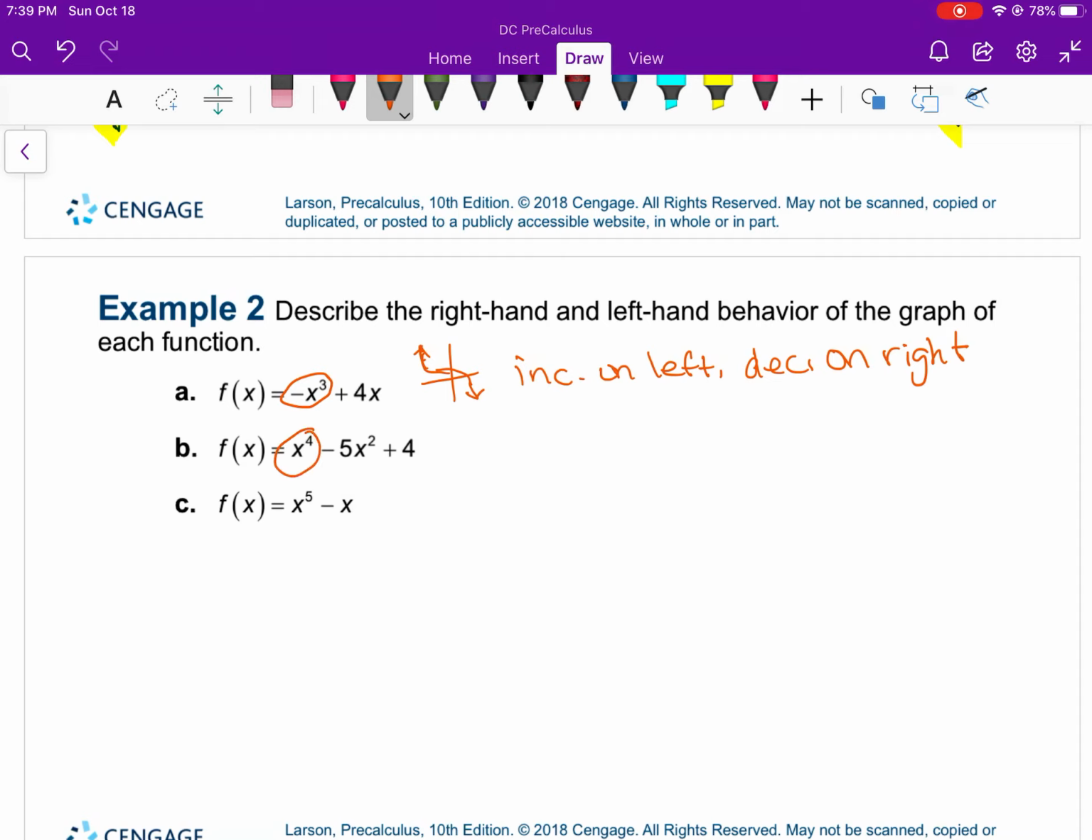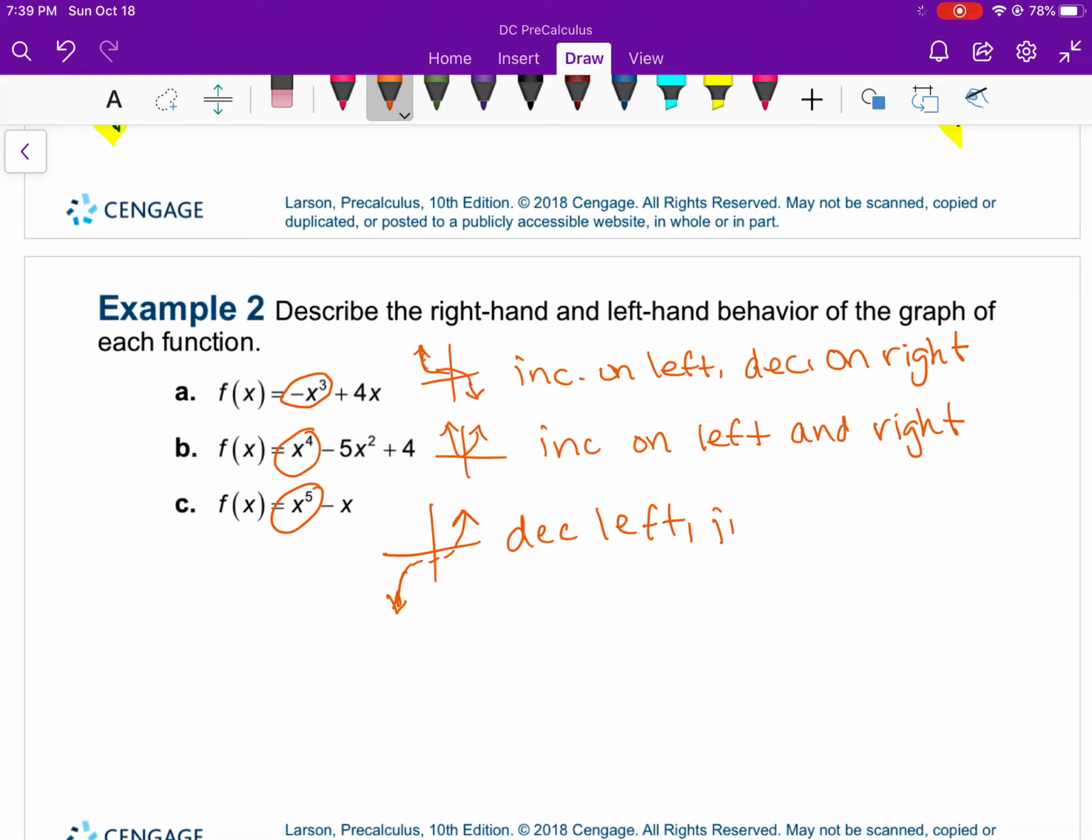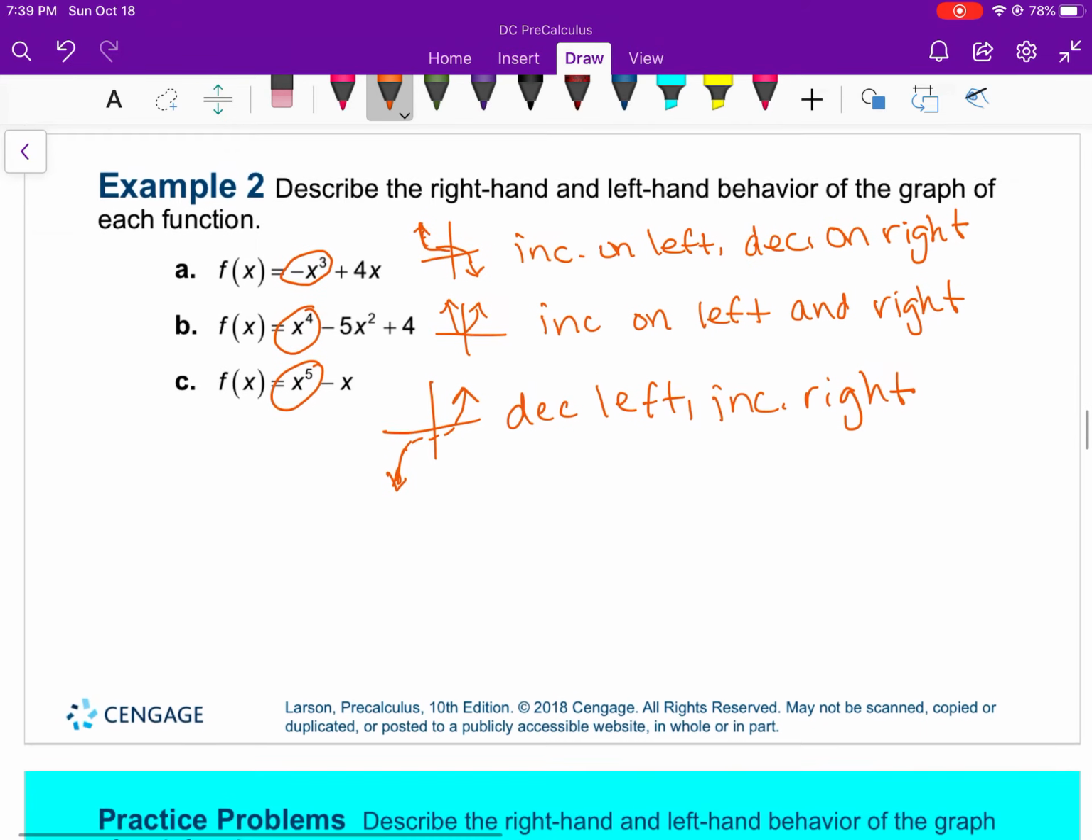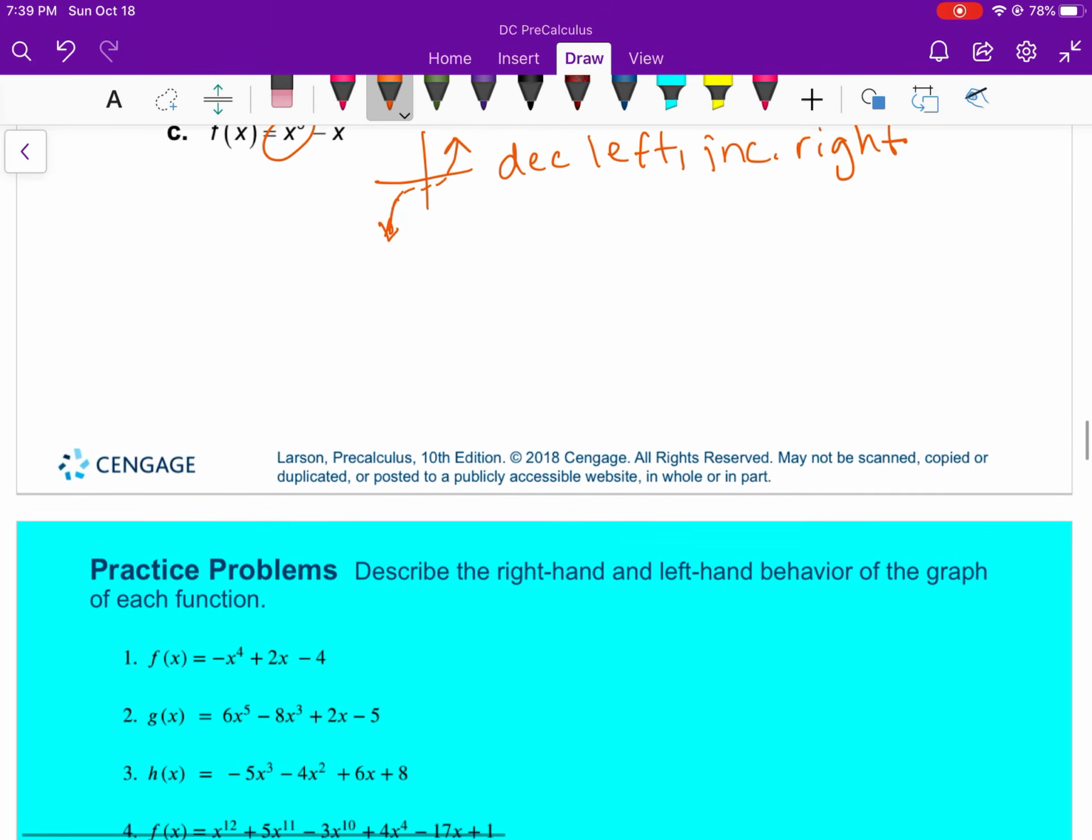This is x to the 4th. It's positive, so it's just going to be like x squared, so both arms up. So I'm going to say increases on left and right. And then x to the 5th is just like x to the 3rd. Left arm down, right arm up. So decreases left, increases right. Okay, and then we've got some practice problems there for you to play with.